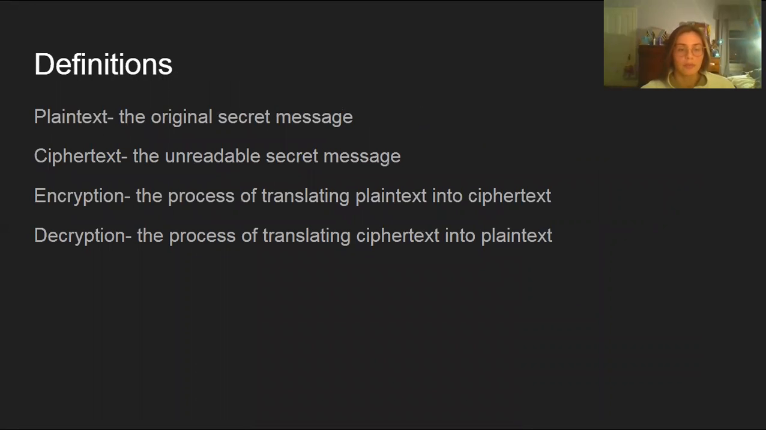First, I want to talk about some definitions before we get into everything. Plain text is the original secret message. Ciphertext is the unreadable secret message. Encryption is the process of translating plain text into ciphertext, and decryption is the process of translating ciphertext into plain text.